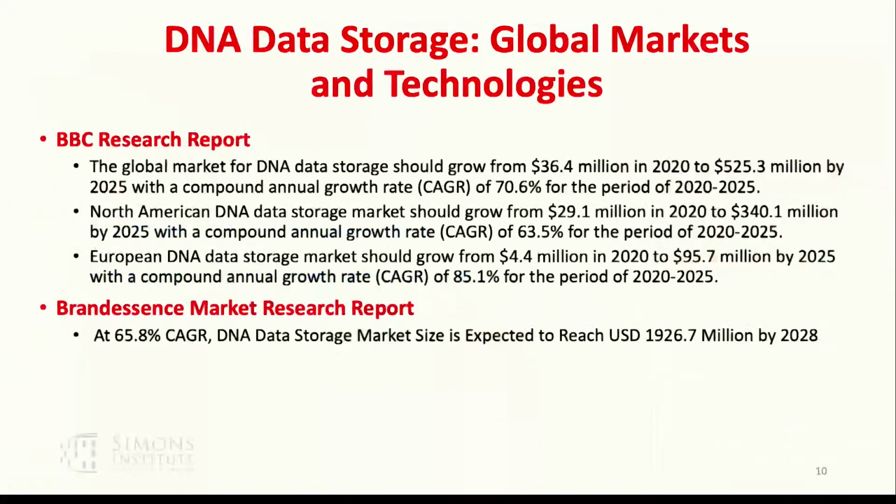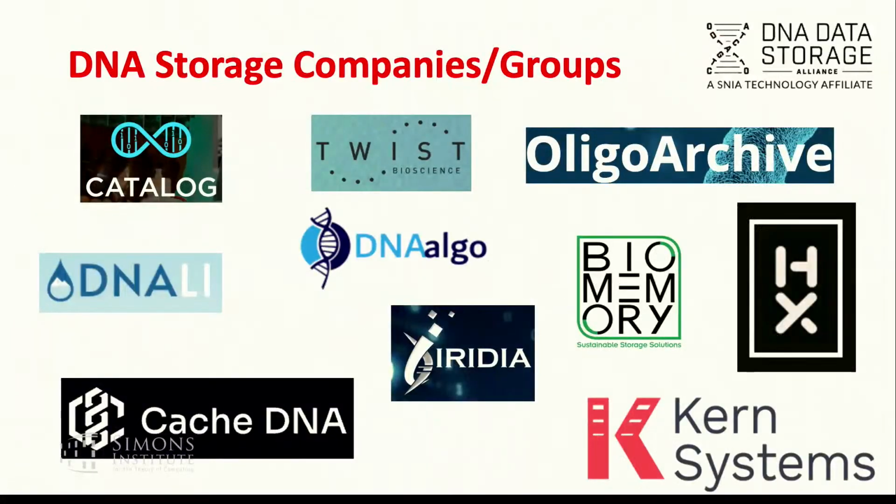Maybe I can go back to this slide. So these are some of the companies. Twist is a biotechnology company that makes printers just to print synthetic DNA. So they can make any DNA sequence, almost any DNA sequence that you want. Some of the other companies over here are mostly startups whose goal is DNA storage. There is also the DNA Storage Alliance, which is a group of companies and also research groups trying to work together on this exciting area.